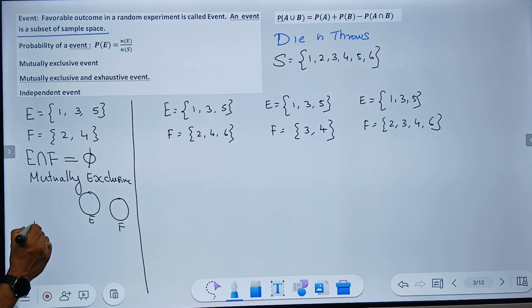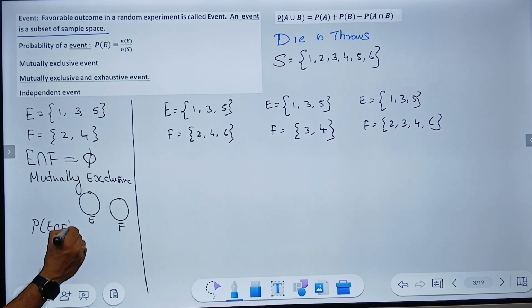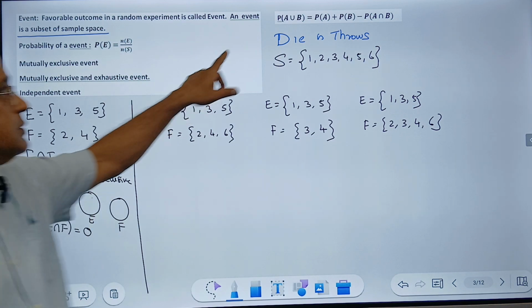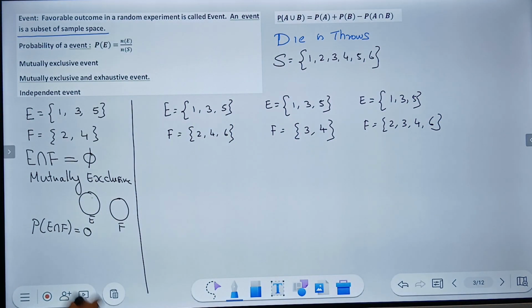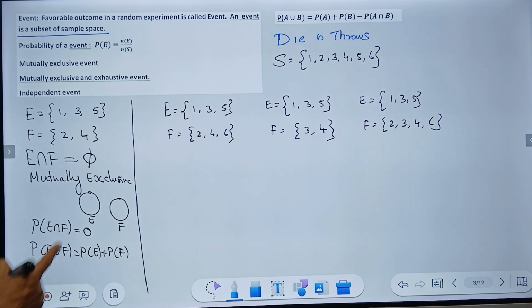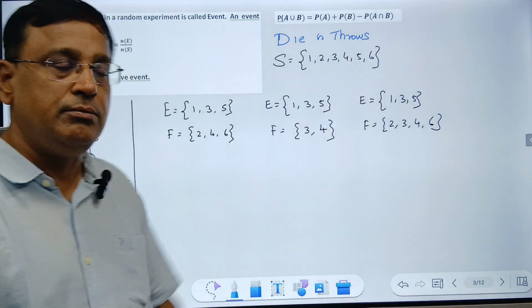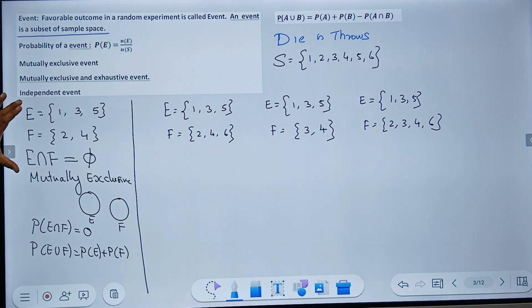For a mutually exclusive event, the intersection is impossible. So what is the probability of an impossible event? 0. And this is the addition law of probability, which you have already done. So what is the probability of E union F? Probability of E union F will be probability of E plus probability of F, because the probability of E intersection F is 0. So this is how you define a mutually exclusive event.